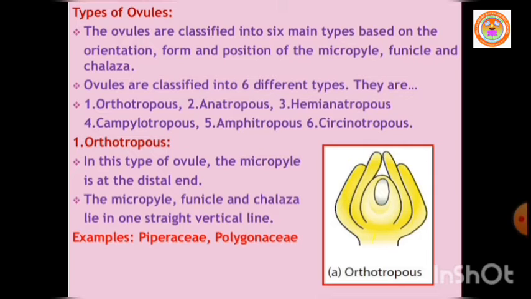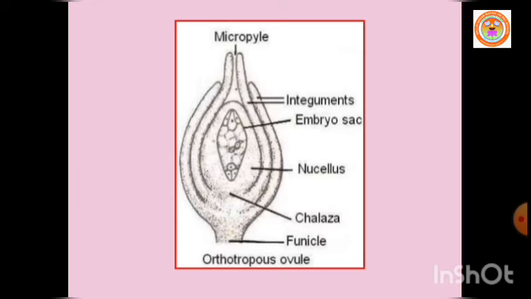Where can we see this type of ovule? This type of ovule is seen in Piperaceae members and Polygonaceae members. So in members of Piperaceae and Polygonaceae, you can see orthotropous types of ovule. You can see the picture very clearly: micropyle, funicle, chalaza, all lying on the same straight line, which is vertical.